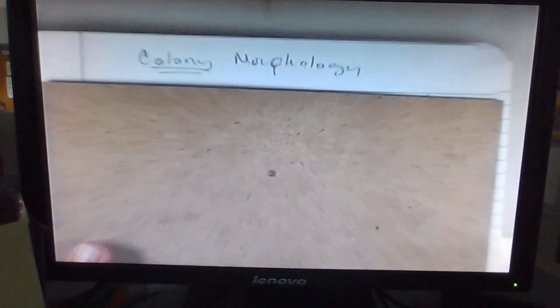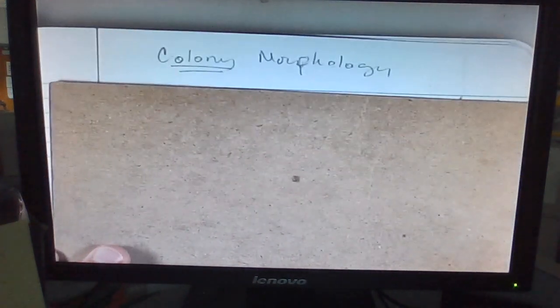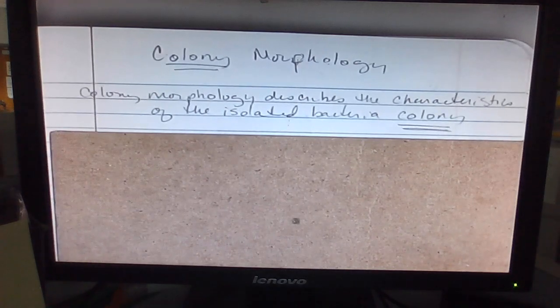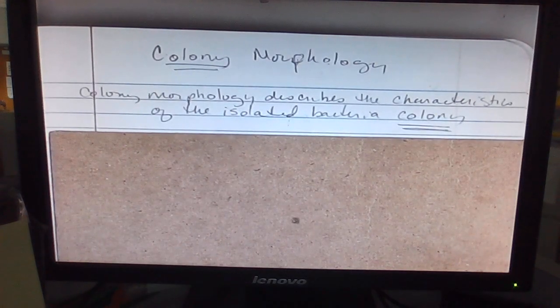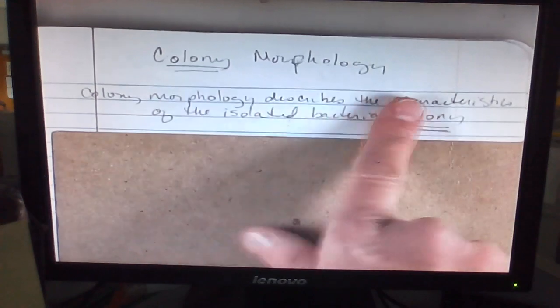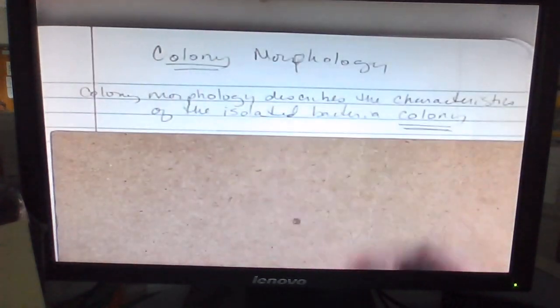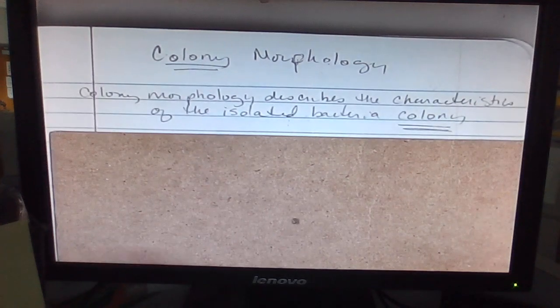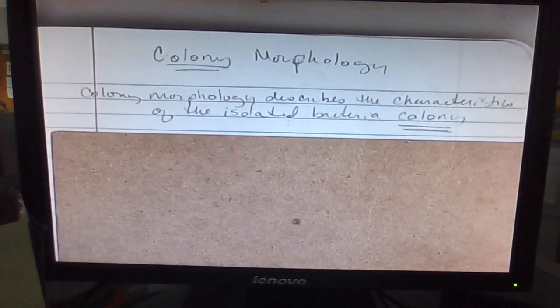Colony morphology. Colony morphology deals with the colony of bacteria, with all the bacteria that grow together. So colony morphology describes the characteristics of the isolated bacteria colony. So we're not looking at individual bacteria. We're looking at the colony, the bunch of bacteria that are growing together. For bacterial morphology, you need a microscope. For colony morphology, you just look at the plate.